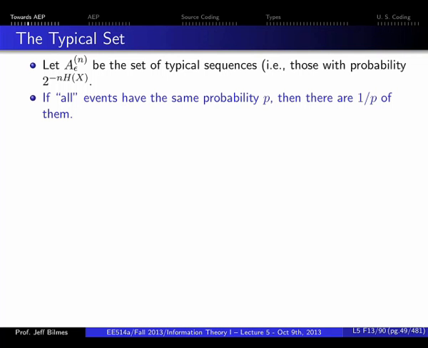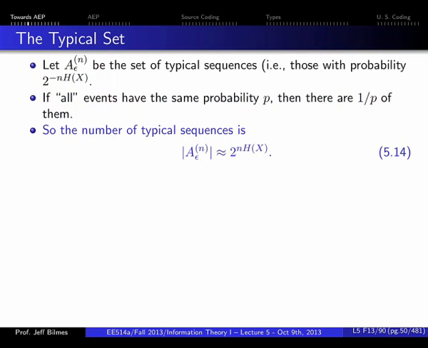Okay, so A is our notion. This is the typical set of typical sequences, and the typical sequences we're right now only informally defining as those with probability 2 to the negative nH. So here's kind of what I said. If all events have the same probability p, then there are 1 over p of them, right? And so the number of typical sequences should be about 2 to the nH. So the probability is 2 to the negative nH, and the number of them is 2 to the nH, right?